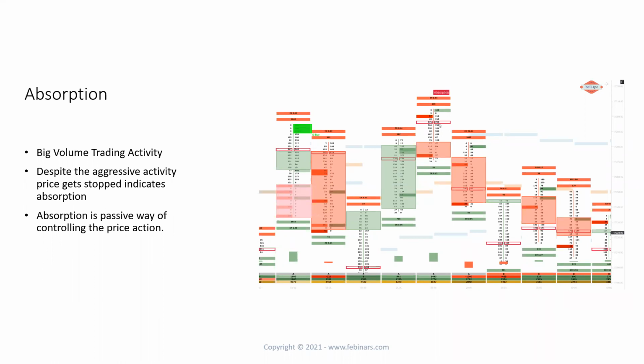There are various types of orders. Iceberg order is one among them. They might be placing iceberg orders. So here, despite the aggressive activity happening, price gets stopped, which indicates that some absorption is happening. That means some smart money or institutional money is coming in and playing around those levels.